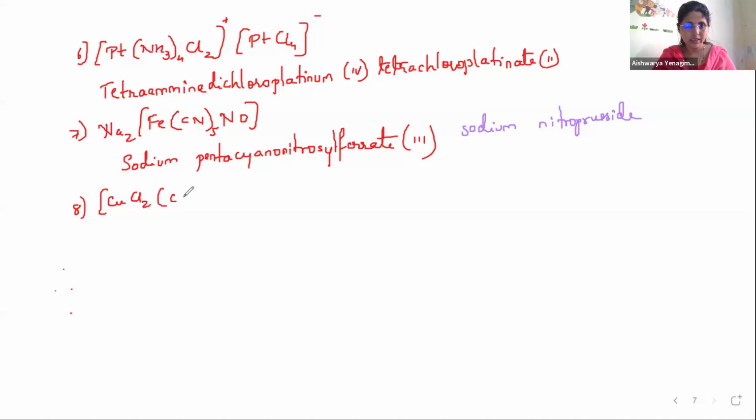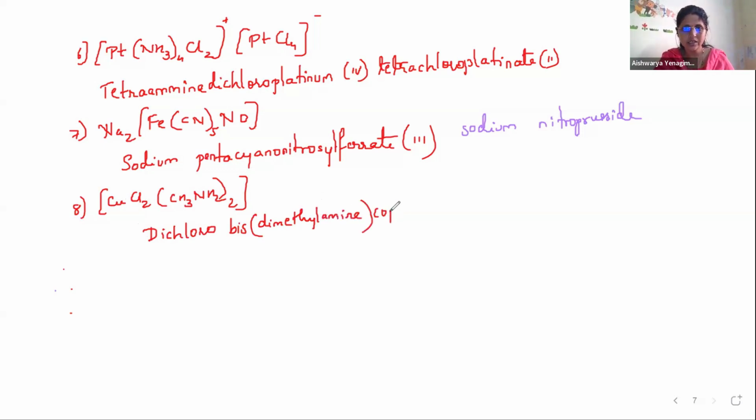CuCl2(CH3NH2) twice. So how do you write the name? CuCl2. So Cl2 dichloro. This is a complex. For bidentate, tridentate ligands, we don't use the term bi. Here we use the term bis. So bis, what is this? Bis dimethylamine. And this is copper with oxidation number 2.